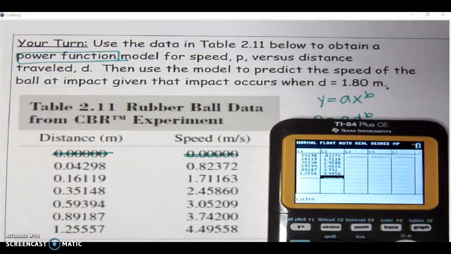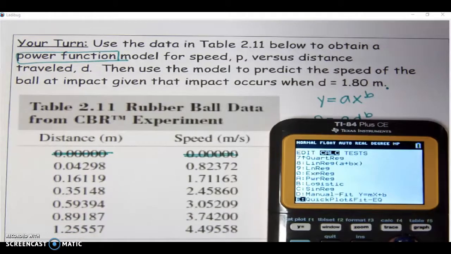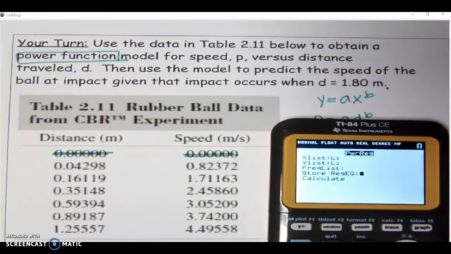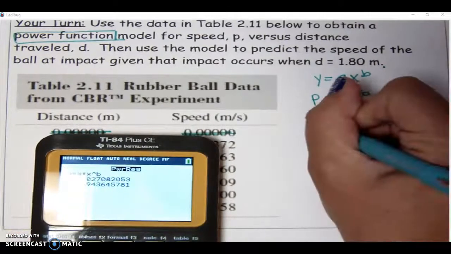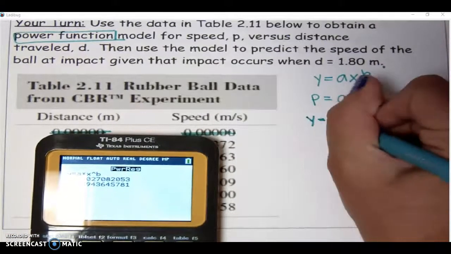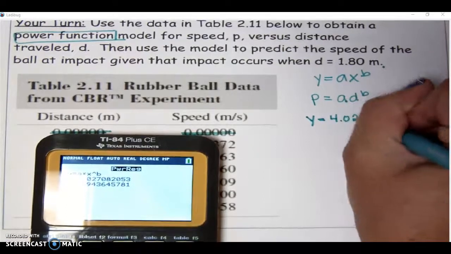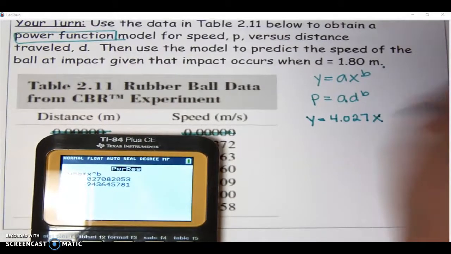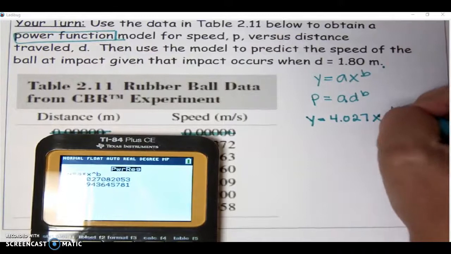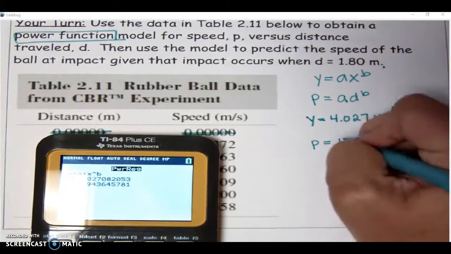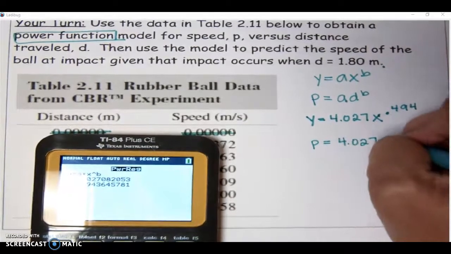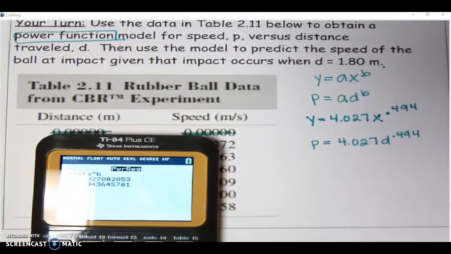Okay, so then you're going to go to Stat, Calc, and you're going to go down to the one that says Power Regression, which is A. Enter, enter, enter, enter. Alright, so it gives us y equals 4.027 and then x to the 0.494. And they're using p, so we could do it with a p here and a d here would be the same thing. So either one of those.